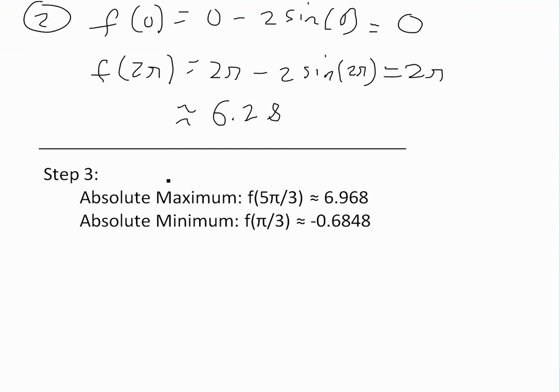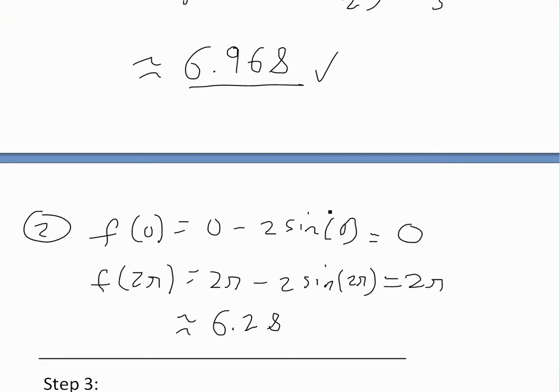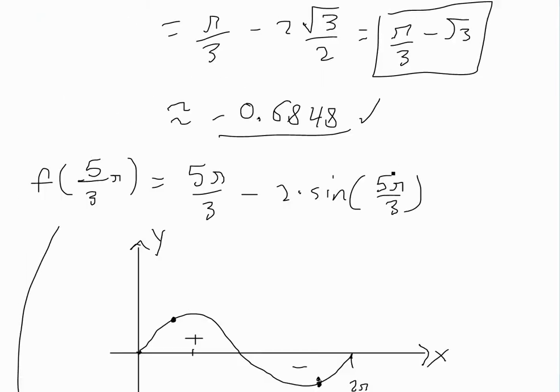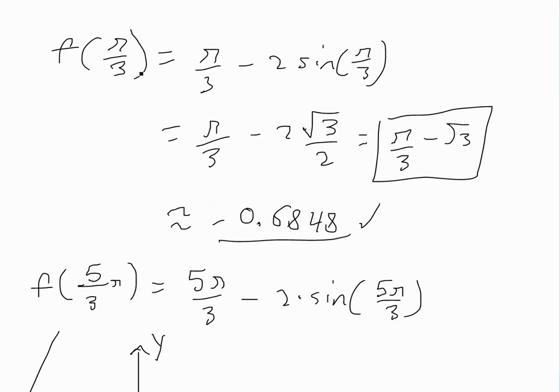And now step 3, which is comparing the values of steps 1 and 2 and seeing which is the highest and lowest, the absolute max and minimum. In this case the absolute maximum is the highest point, which is f of 5 pi over 3, about 6.968, and the lowest is f of pi over 3, which is about negative 0.648. As you can see, the endpoints don't have the absolute max or minimum. It occurs at these critical points, 5 pi over 3 and also pi over 3.